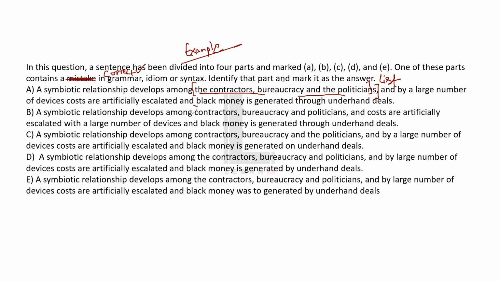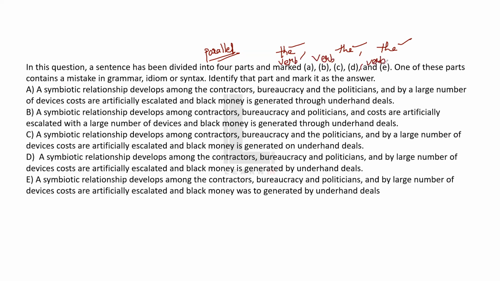Right. So this is a list. This is a list, and this is a list. Now, the problem with lists is that they should be parallel. What is parallel? Now, here, if one has the, and if you repeat it here, you have to repeat the here also. Fine. If you repeat a verb here, you have to repeat the verb here also and here also. Done? I hope this is clear. Can we move to the question? Right. Now let us move to the questions.